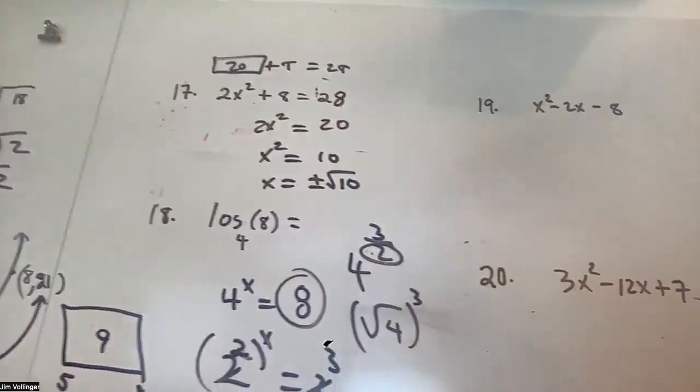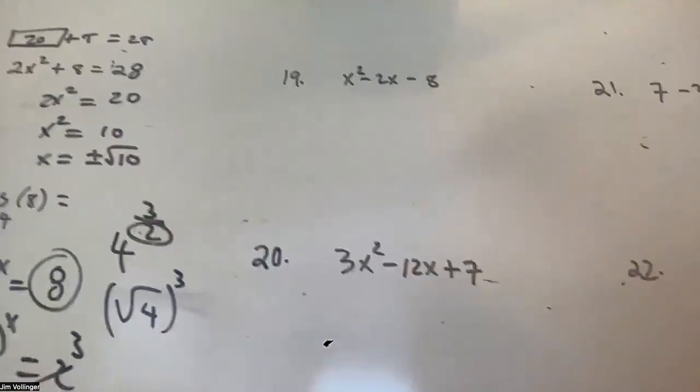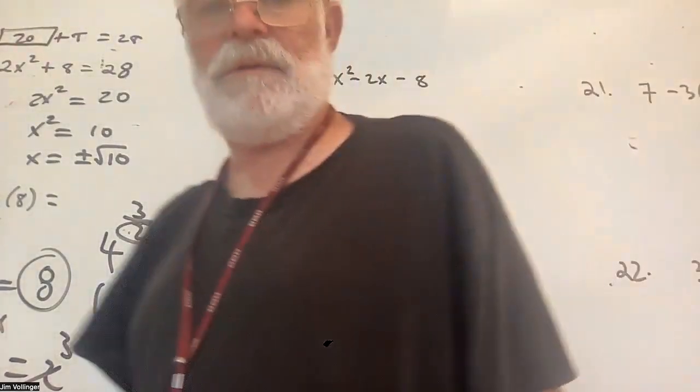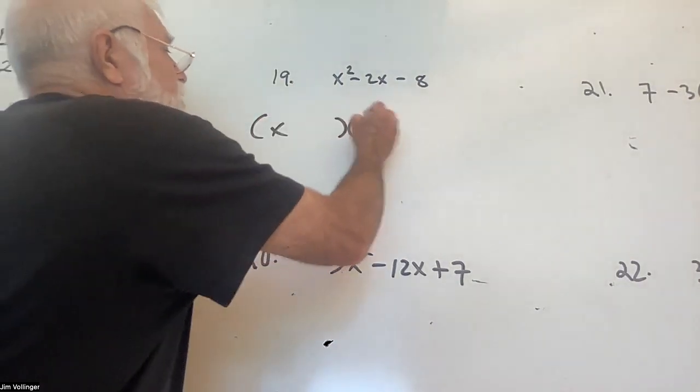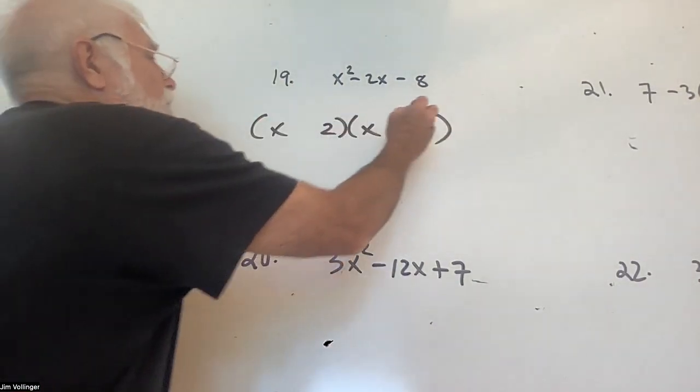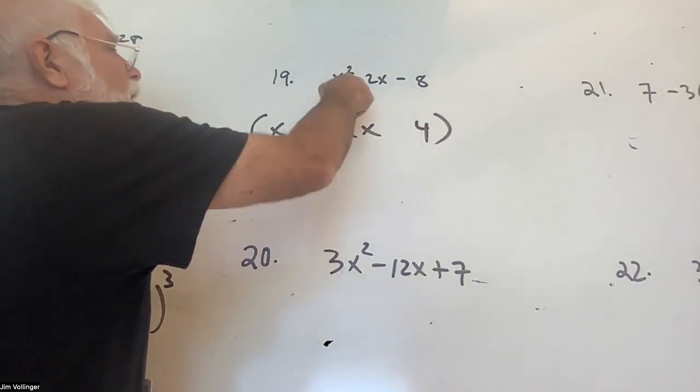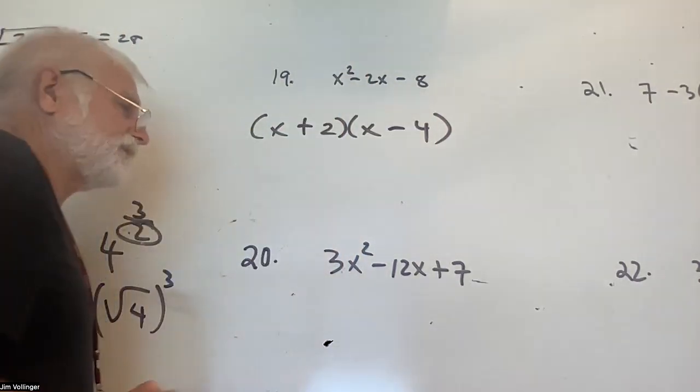Moving right along. Will I get this done? I don't know, but I'm stopping at 12. So x squared, what have I got here? x squared minus 2x minus 8. Well, I know what gets me x squared, and I know 2 times 4 is 8, and they're 2 apart, and I want the negative. That gets the job done.